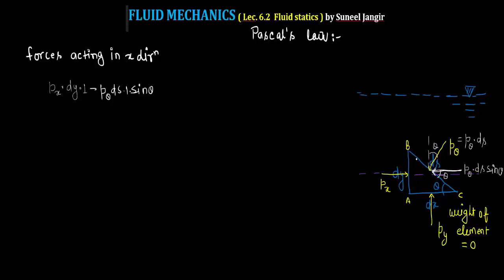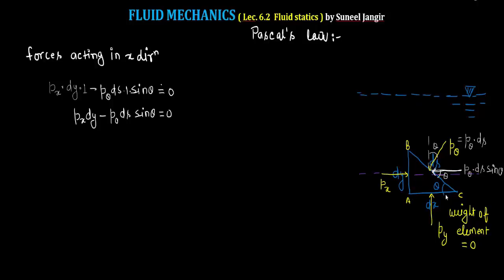Now if this fluid is in motion, then the net force in the x direction will be equal to the inertia force in the x direction. But as the fluid is at rest, there is no inertia force. So for the equilibrium state, the net force will be equal to 0 here. So we can write this term, that is px dy minus p theta ds sin theta equals 0.